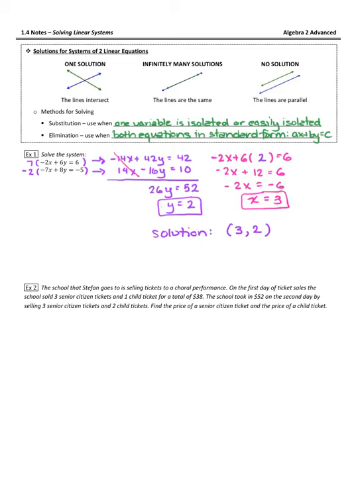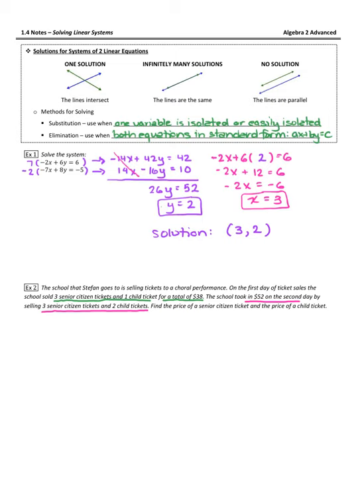Now, what if it comes to you as a word problem? What you probably want to do is first you want to read the problem through, determine what the variables are, assign letters or variables to those concepts, and then set up your equation. So the school that Stefan goes to is selling tickets to a choral performance. On the first day of ticket sales, the school sold 3 senior citizen tickets and 1 child ticket for a total of $38. And then on the second day, they took in $52 by selling 3 senior citizen and 2 child tickets. Find the price of each.